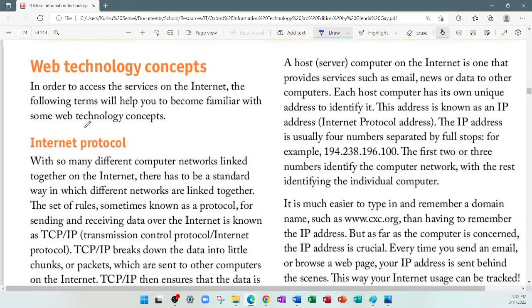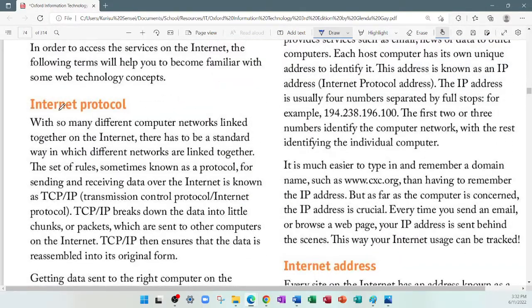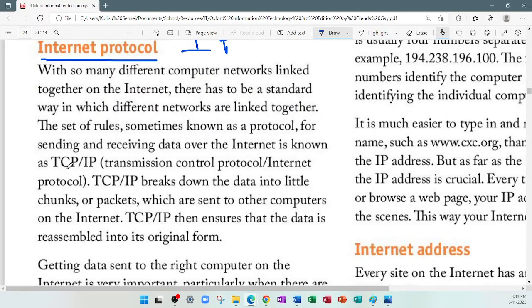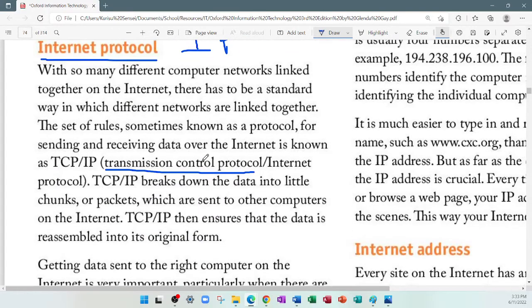Good. So we have some terms that you should take note of. Now the first term is called Internet Protocol or IP. Now we also have what is called Transmission Control Protocol. So there are two protocols. There is TCP and then there is IP. So Transmission Control Protocol and Internet Protocol.